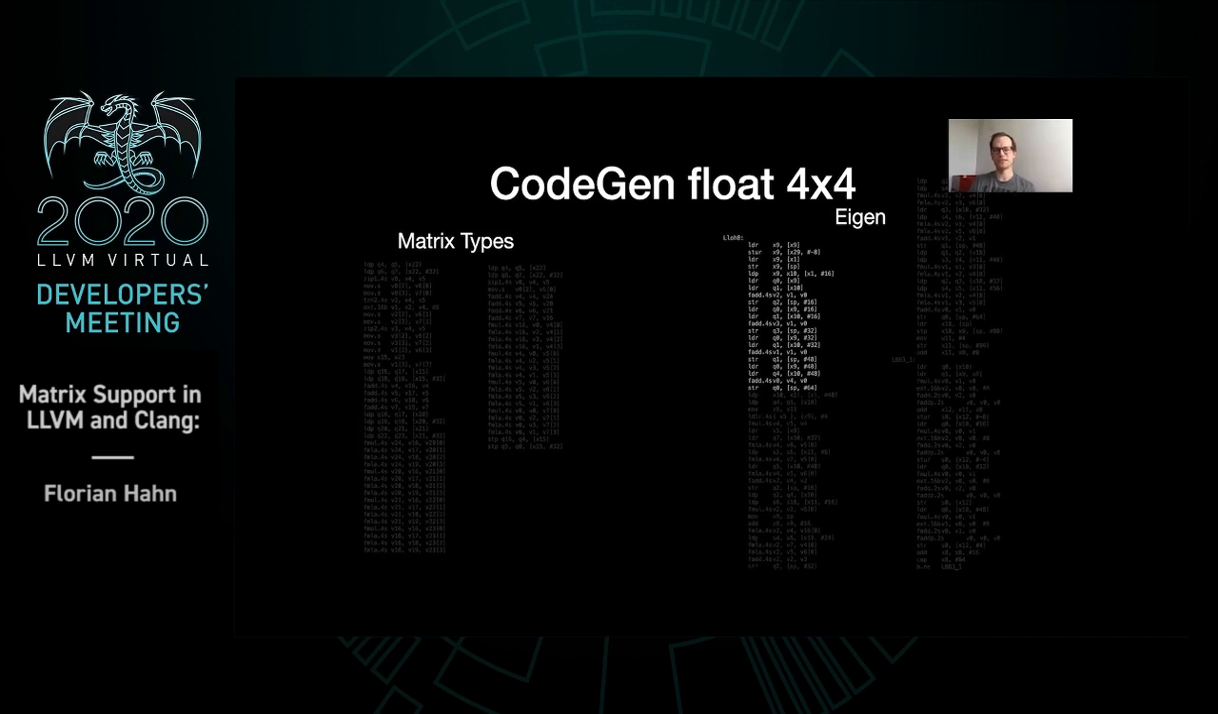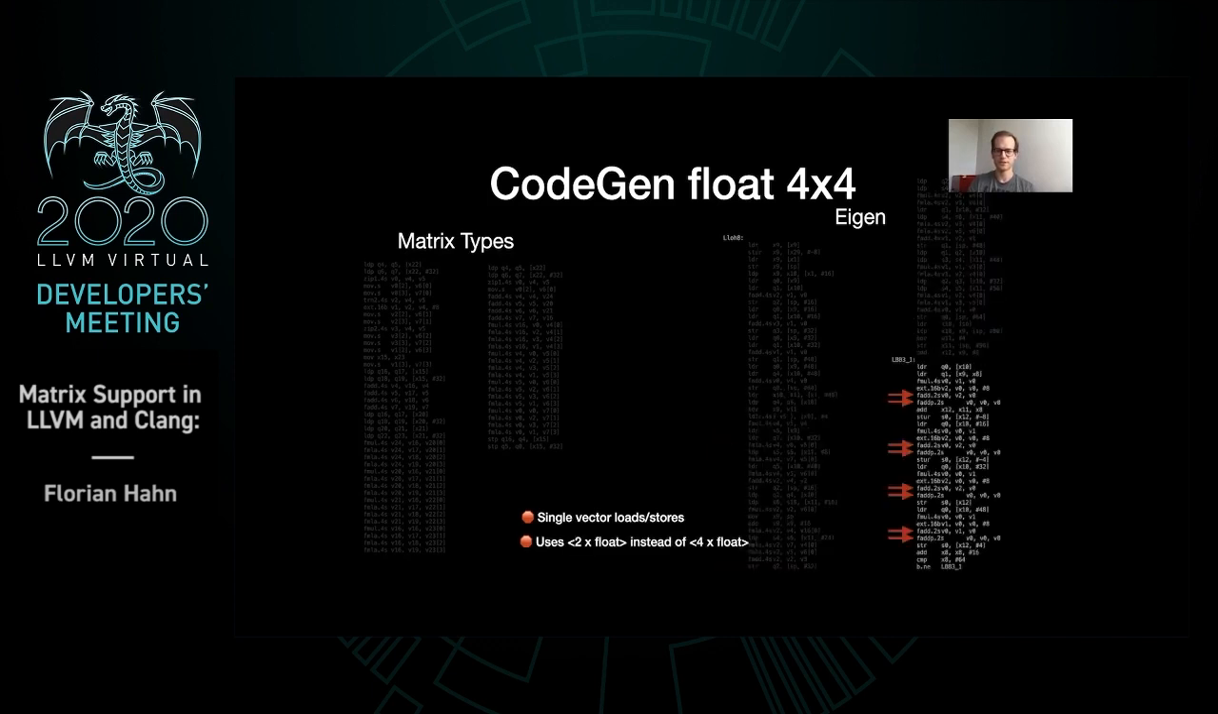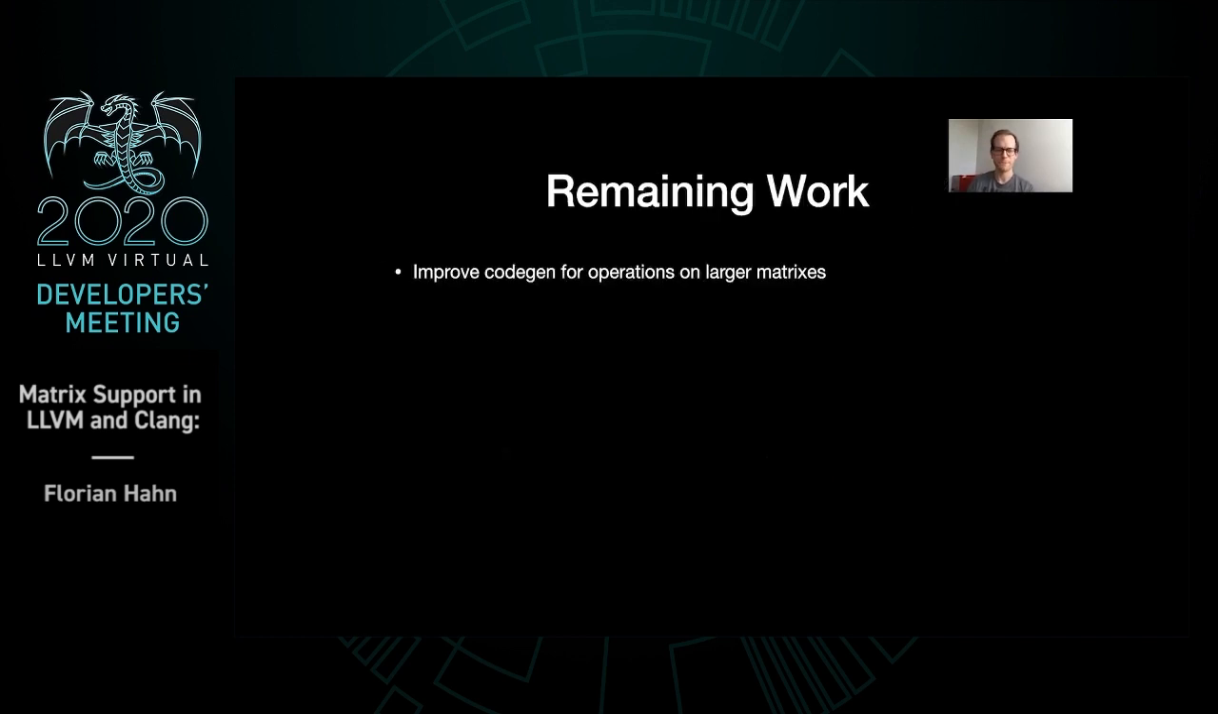Now, if we take a look at the Eigen side, we note that we have again some single vector loads which don't make use of the full width of our load unit that are spread throughout the code. And then we also have some cases where we operate on 2 floating point values instead of 4 floating point values, which AArch64 has dedicated instructions for.